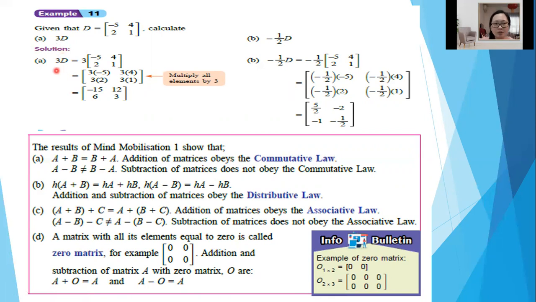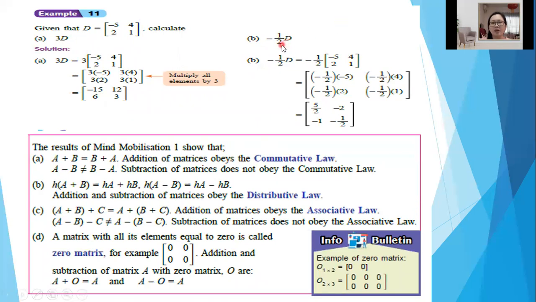So what are we going to do? Put the 3 in front of the matrix D. After that, multiply 3 into the bracket. So 3 times -5, 3 times 4, 3 times 2, and 3 times 1. So all the elements must be multiplied by 3. Then we get our answer.